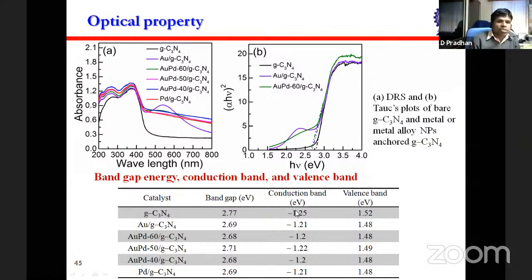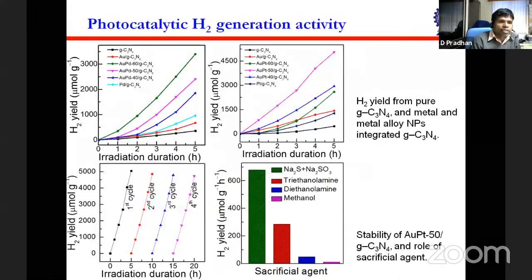As you see, the conduction band position is minus 1.23, which is above 0, and the valence band position is below 1.23, so these are all suitable for the water splitting reaction. Then we studied the photocatalytic H2 generation with this setup of the catalyst.